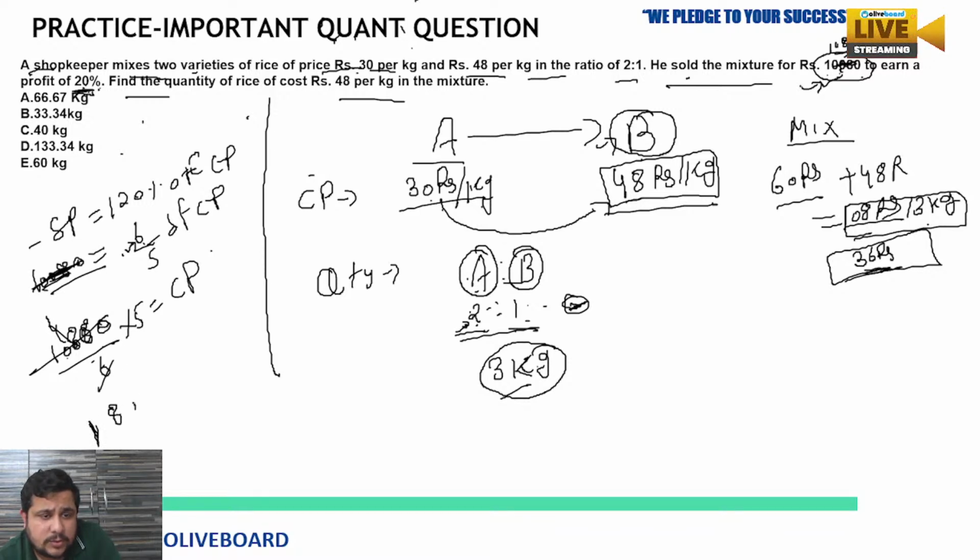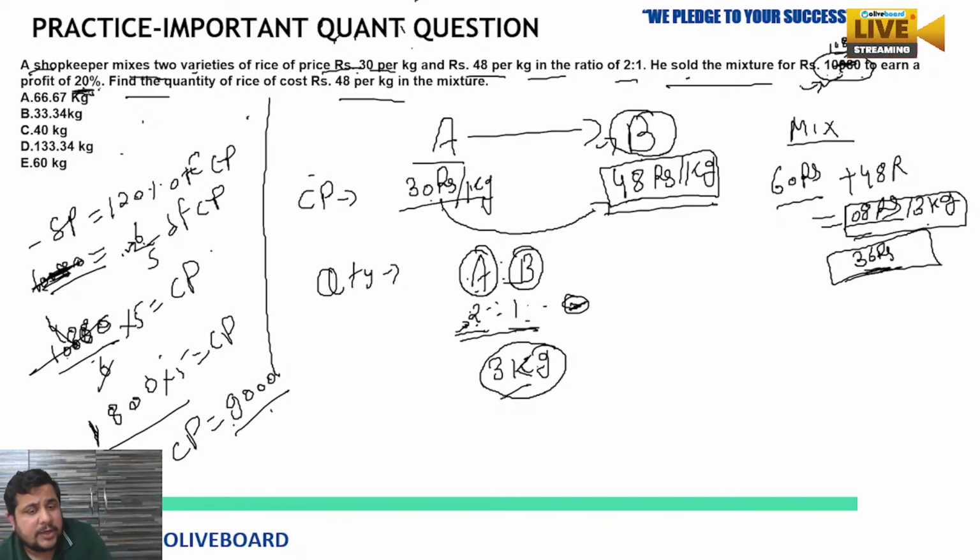Here, then 0, 1800 into 5. So cost price would be what? That would be 9,000. Now we are having the cost price, total cost price of the mixture.